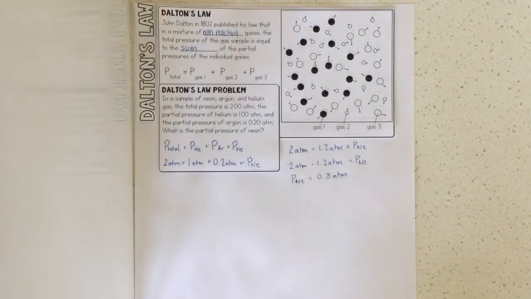Where do we find a gas mixture of non-reacting gases? Well, there's a place where nitrogen, oxygen, argon, carbon dioxide, and other noble gases are found. It's called the atmosphere. Another example would be the tank of a scuba diver. You have a mixture of gases in there as well.